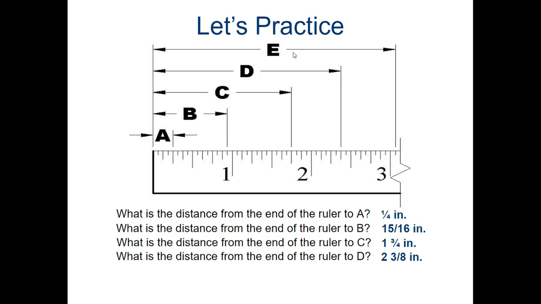And then the final one is going to be E. And so we are at 1 16th, 3 and 1 16th. So ruler to E is 3 and 1 16th.